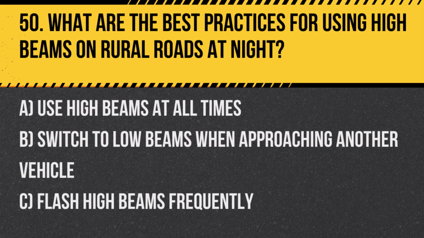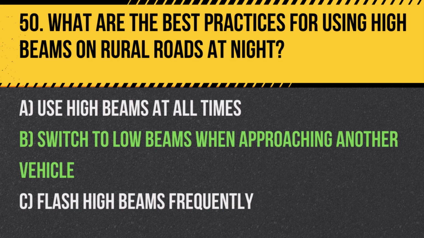Question 50. What are the best practices for using high beams on rural roads at night? A. Use high beams at all times. B. Switch to low beams when approaching another vehicle. C. Flash high beams frequently.